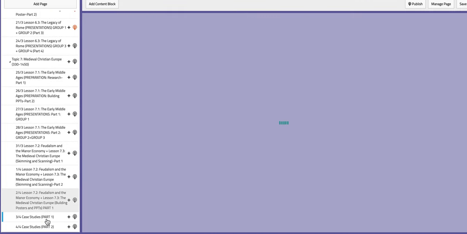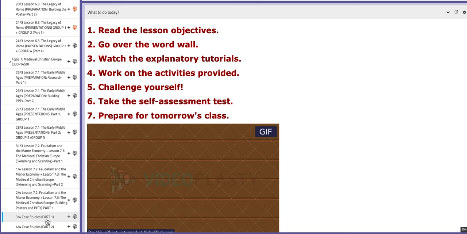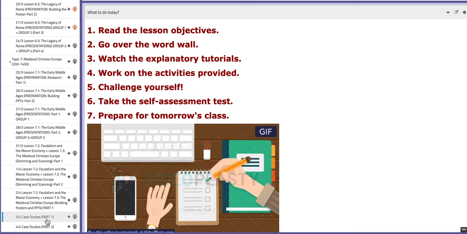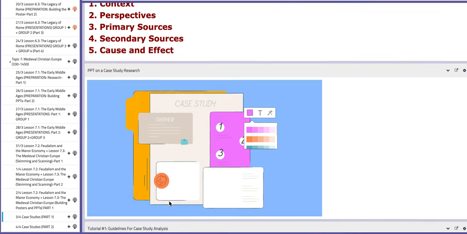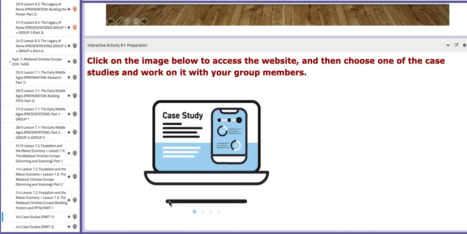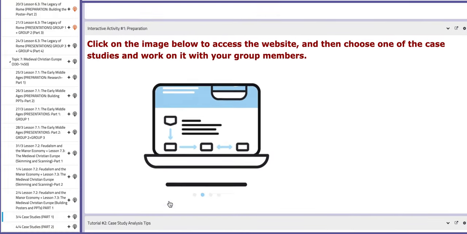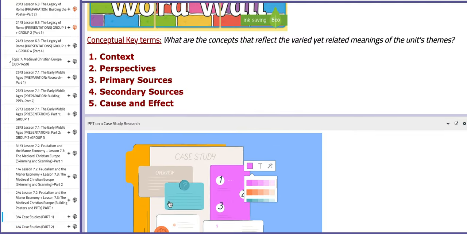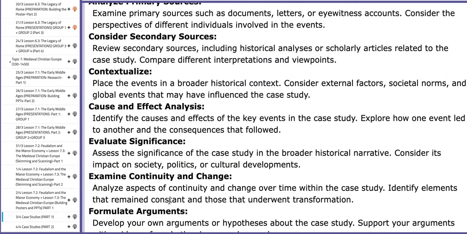Now, on the fourth and the fifth day of this week, you are going to work on case studies. You're going to find tutorials, PPTs, right, to aid your understanding. So we will discuss this case study topic in details in class.